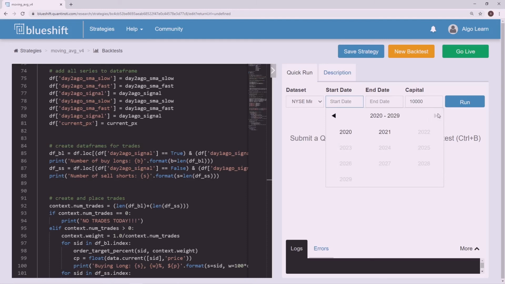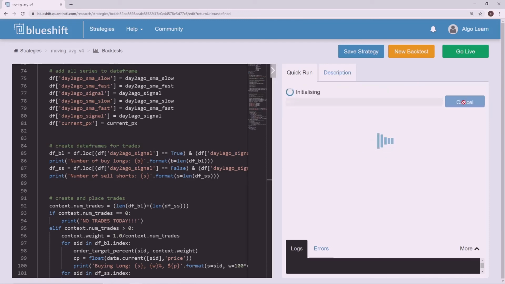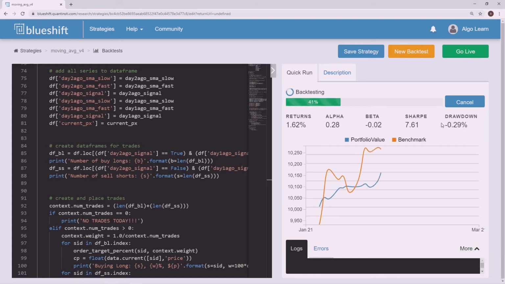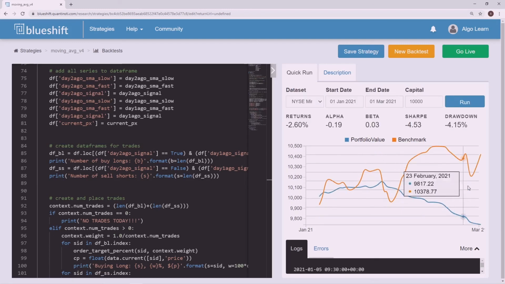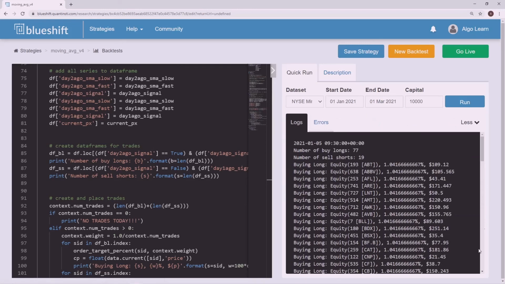Let's go ahead and just go January 1. Let's go ahead and run it. Okay, so let's take a look here. So you could see the number of longs that we have is 77. The number of shorts we have is 19.